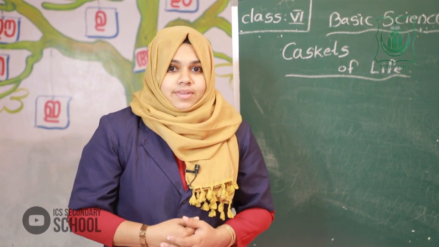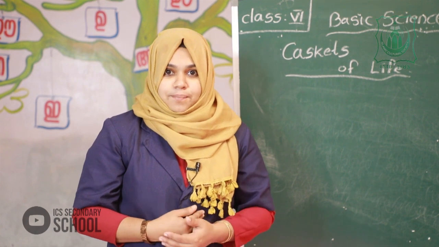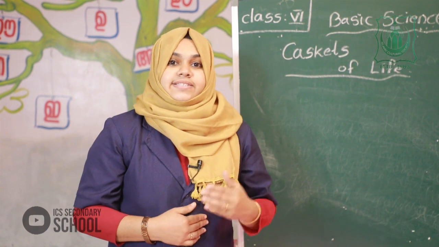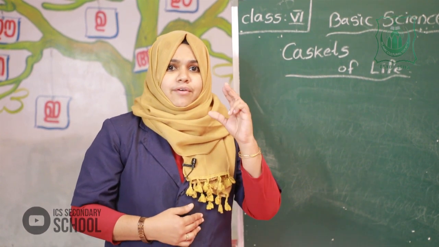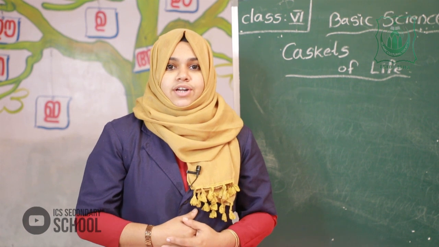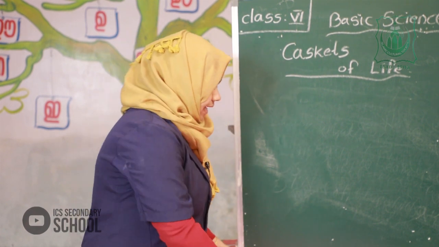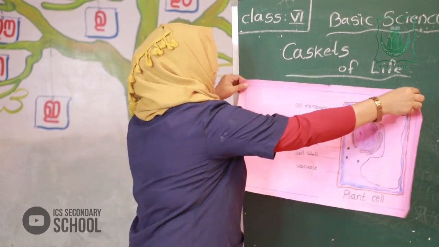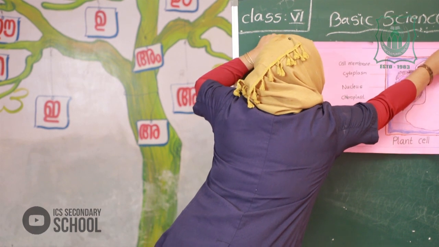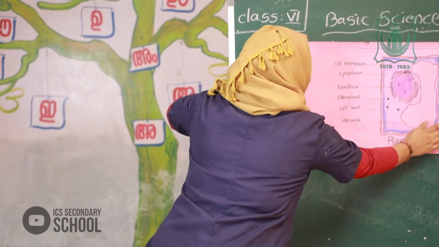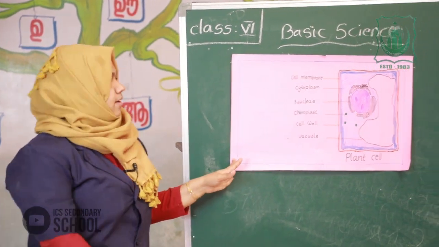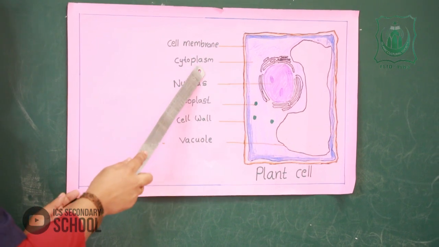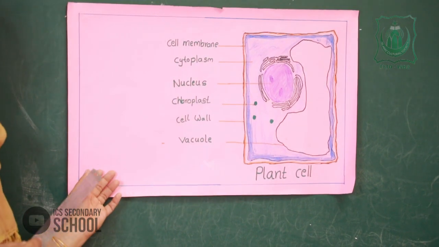Okay. Then we know that there are different types of plant cells. They differ in their size and shape, but they have a common structure. What is the common structure of plant cells? All of you look here. Yes. We can see that cell membrane, cytoplasm, nucleus as in animal cells.